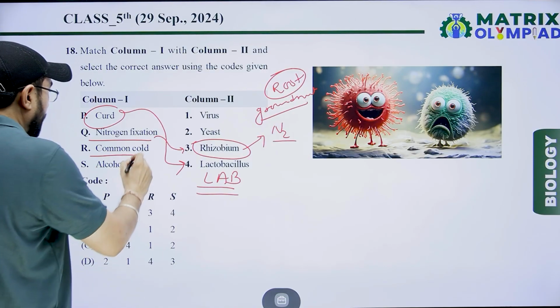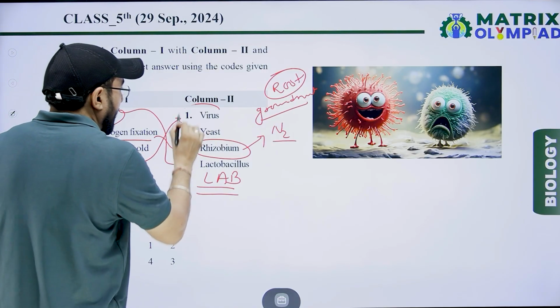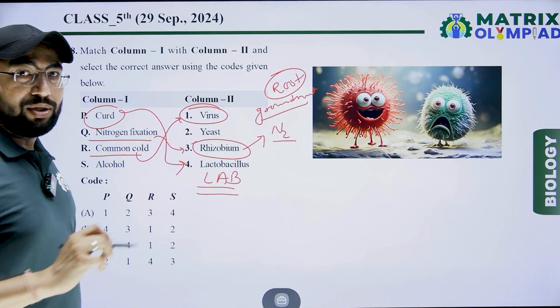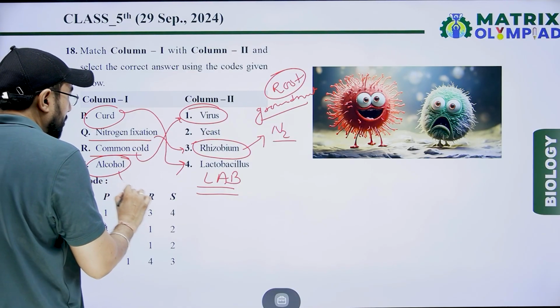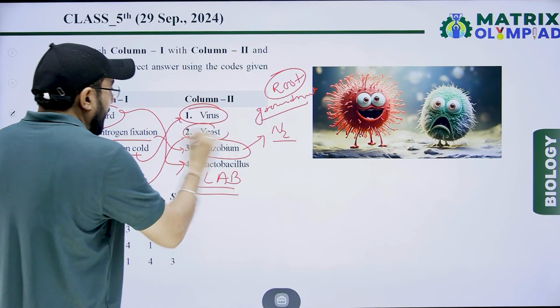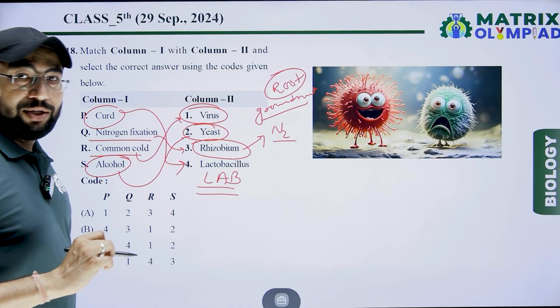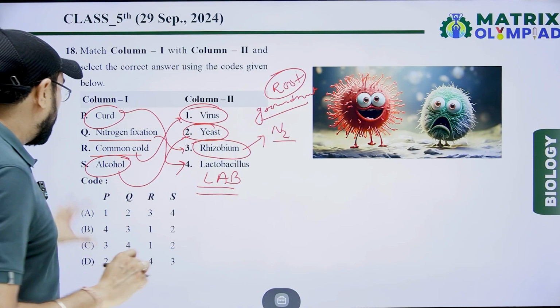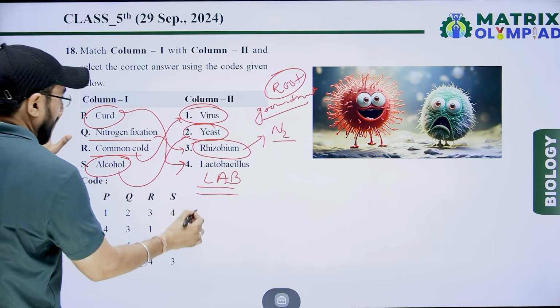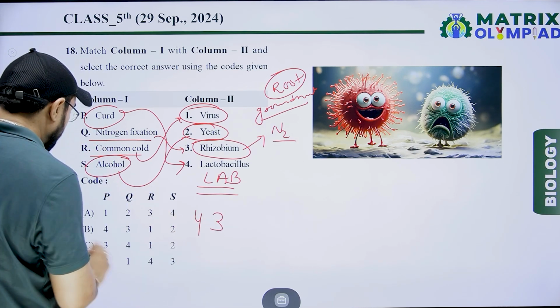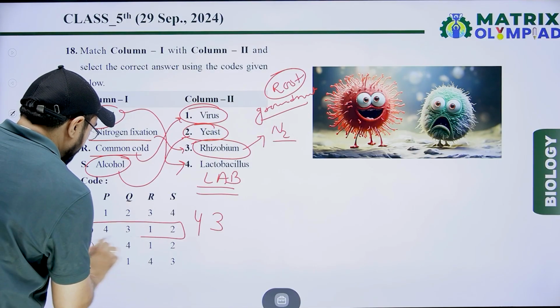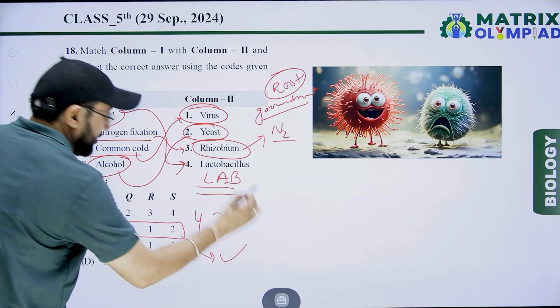Common cold is caused by a virus, a retrovirus. And next, alcohol, formation of beer by yeast, a fungus. So, according to this matching, our right answer is 4, 3, that is option B. Option B is the correct answer.